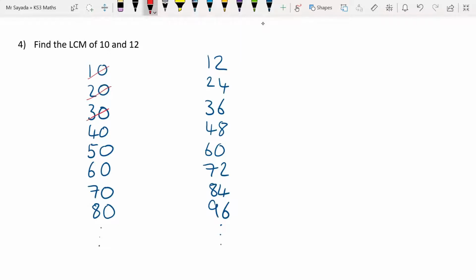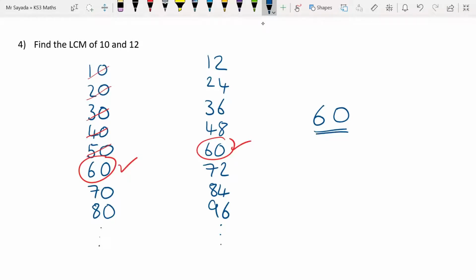You tell me. No, it's not. Is 50 in the 12 times tables? No, it's not. Is 60 in the 12 times tables? Yes, it is. So that is the lowest common multiple of 10 and 12. So our final answer is 60.